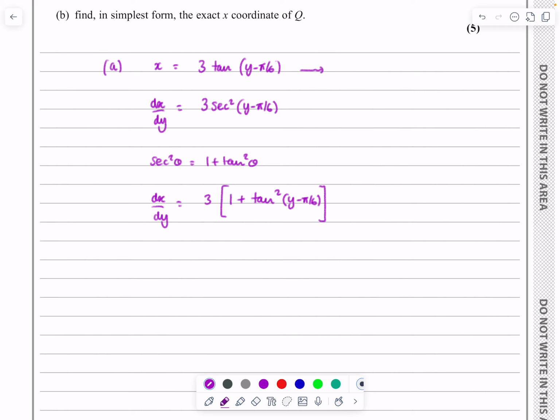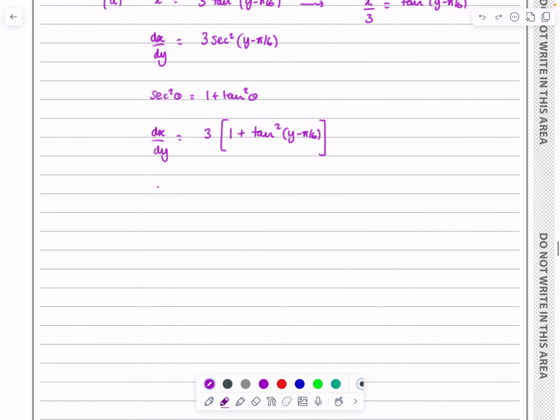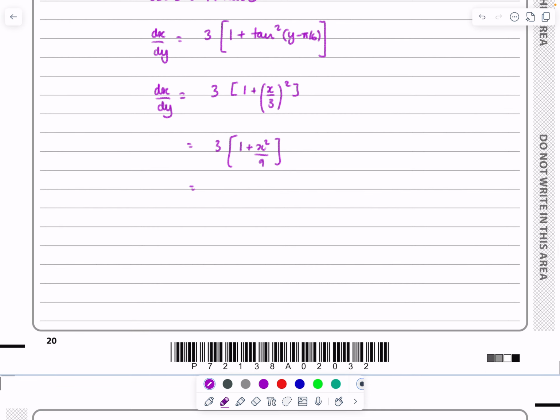if x is equal to 3 lots of that, then quite simply x over 3 is going to be tan (y minus pi over 6). So I'm going to sub that in down here. So I'm going to get dx by dy, remember we're going to have to find dy by dx in a minute, but dx by dy is 3 lots of (1 plus (x over 3) all squared). Okay, let's just tidy that up then. That's 3 lots of (1 plus x squared over 9), which is 3 plus x squared over 3. 3 over 9 is that.